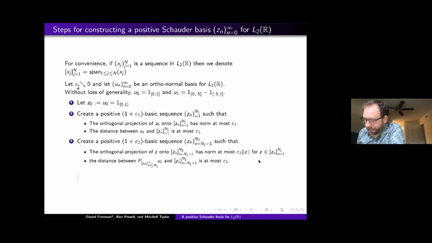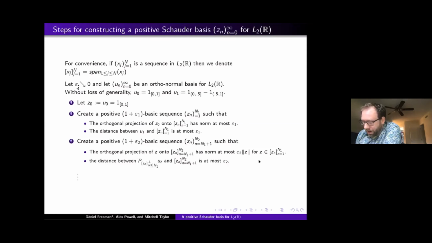And so I want to build a basis for L2 just with positive vectors. We'll start off with the indicator function of [0,1]. And then what we want to do is add on basis vectors so that we can reconstruct U1. I want to make sure that I'm building a basis for L2. The way that we'll do that is I'm going to add on a bunch of vectors which can reconstruct U1, and then I'll add on a bunch of vectors that can reconstruct U2, and so on.